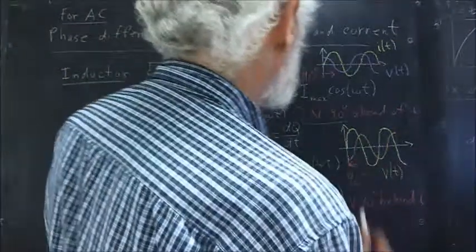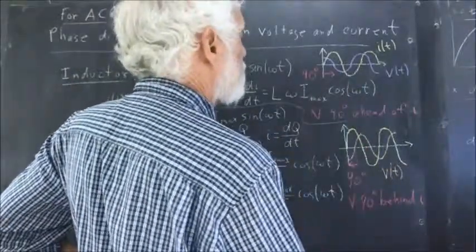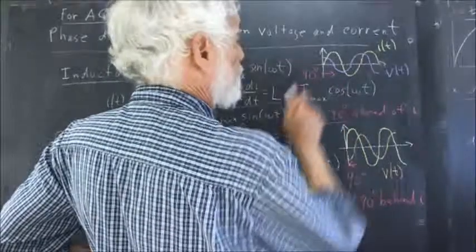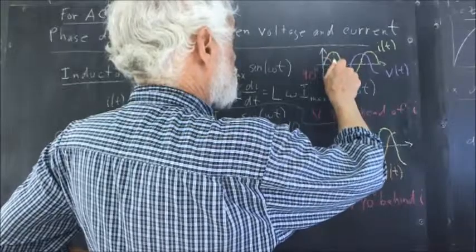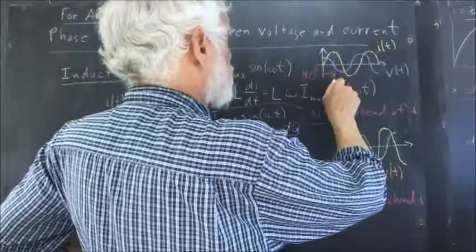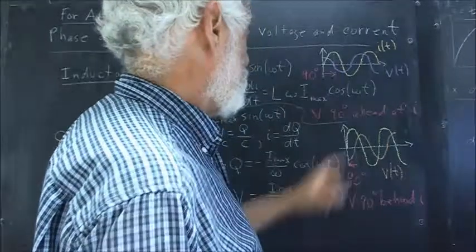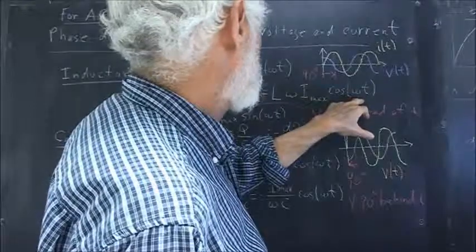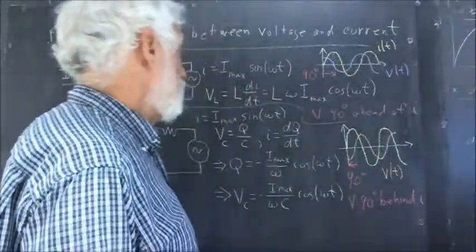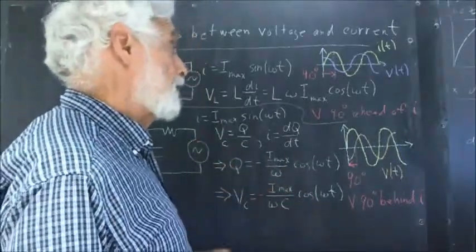Now, the question is now, how far apart are the peaks of these graphs? Well, the peaks of this graph occurs here. That's the voltage graph. And the peak of the current graph occurs here. That lines up with the zero of the voltage graph. But we see there's a 90-degree phase difference. In other words, omega t for the cosine function is 90 degrees different than omega t for the sine function. Now, is it plus 90 degrees or minus 90 degrees?